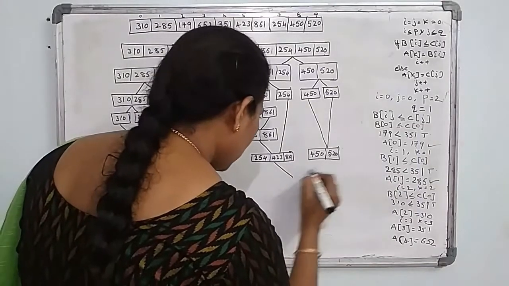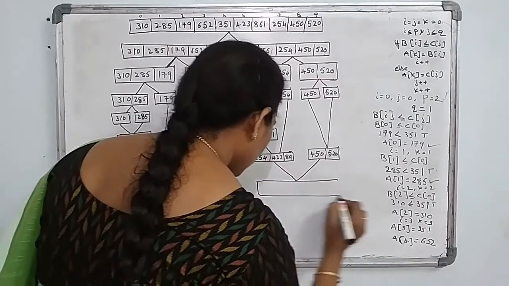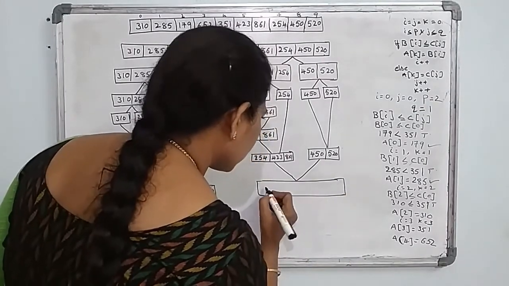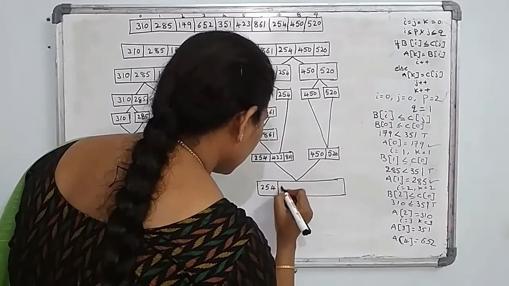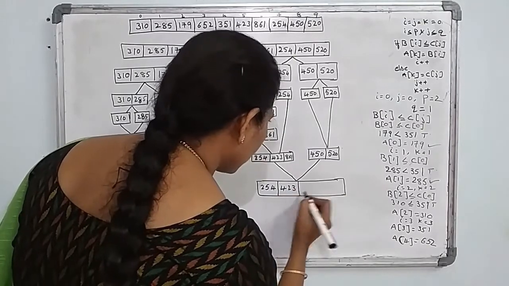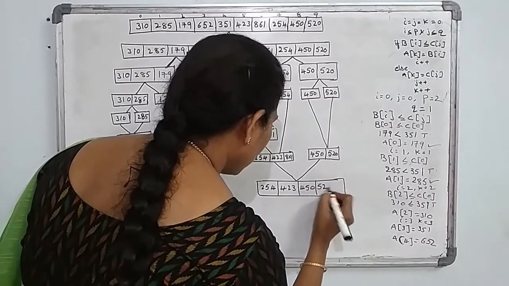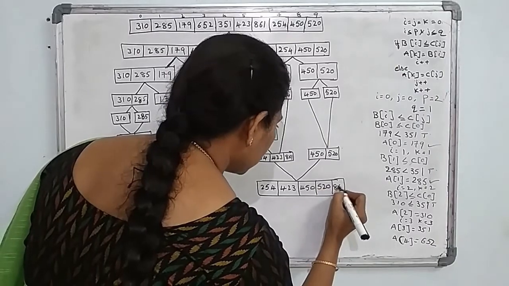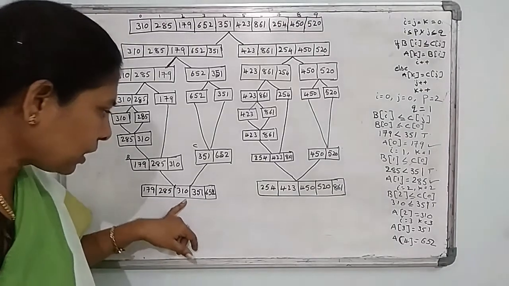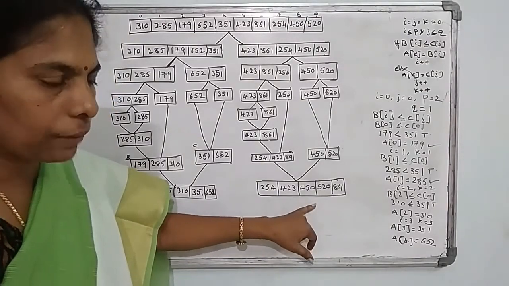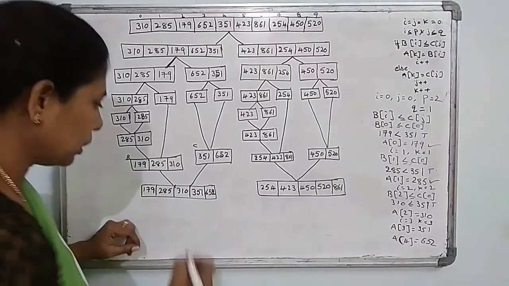After applying the same process, it will come out as these elements: 254, 423, 450, 520 and 861. Now this array is acting as B and this other array is acting as C. Again you can apply the same process for merging the two arrays.